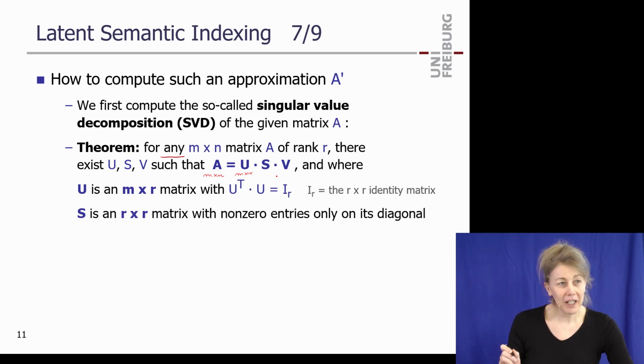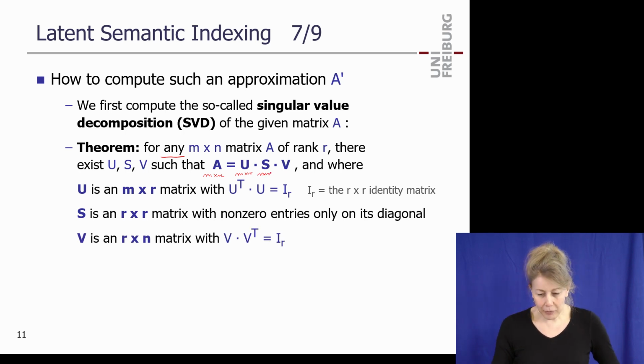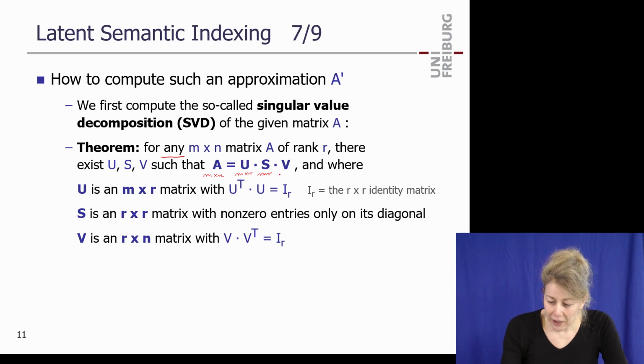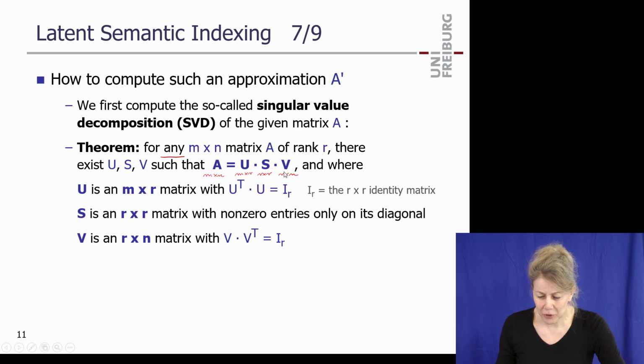The next one is S. That's a diagonal matrix, so entries only on the diagonal, the rest is 0. R times R. And then we have another matrix V, which is R times N. And now that's what you should always do when you multiply matrices: check that the dimensions match. M times R, R times R, so this gives an M times R. You can multiply it with R times N, gives M times N. So this works out.